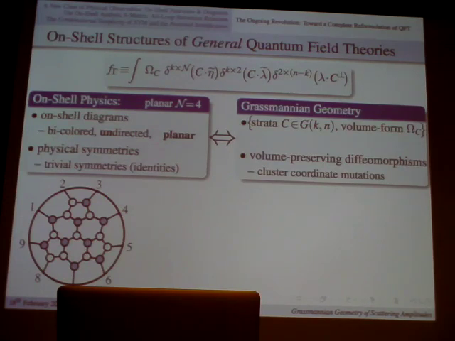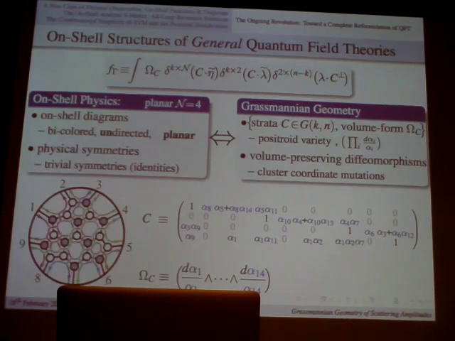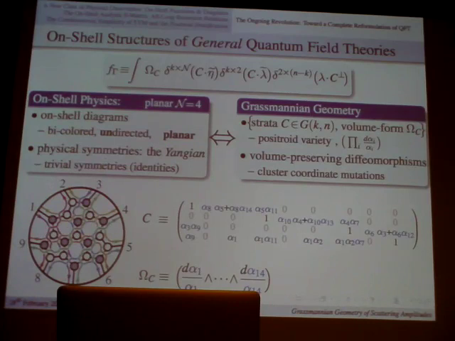And the strata that we care about have a special name because they've appeared in the mathematics literature independently. They're called the positroid stratification, and they have a preferred volume form, and it's very easy to write down. And what's amazing about planar N equals 4 is that both sides of this duality are entirely characterized by combinatorics. And so you can associate the left-hand side with just a permutation, and this also characterizes the geometry and everything. And the physical symmetries have a special name, we call them the Yangian.